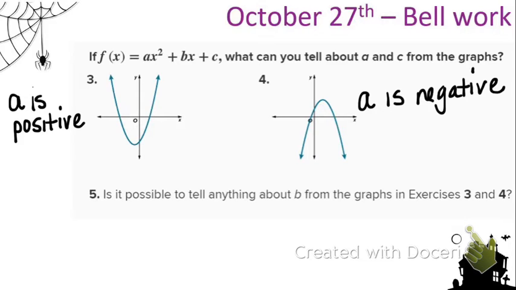Now, when we're talking about a quadratic, the C value is your y-intercept. So this is your y-intercept. So C for number 3, this is where your C is located. And for number 4, this is where C is located. So go ahead and tell me what you know about your C value for 3 and 4. Take about 60 seconds and write down what you can tell about C from looking at the graph.